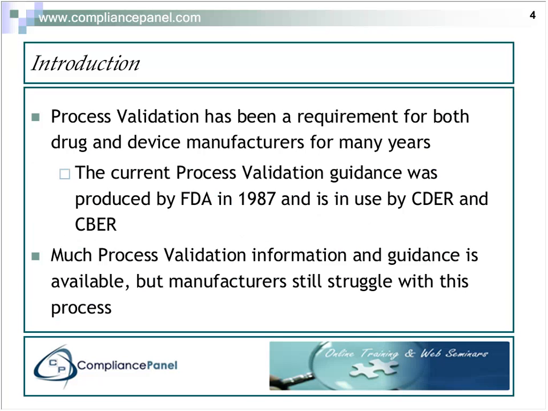Okay, process validation has been a requirement for both drug and device manufacturers for many years. The current FDA process validation guidance was actually produced in 1987. And it's still in use by CDER, the Center for Drug Evaluation and Research, and CBER, the Center for Biologics Evaluation and Research. Those two groups are still using the current document, although, as we'll see later, there is a draft of a new document which has been created, and hopefully someday soon they will move over to that newer draft.